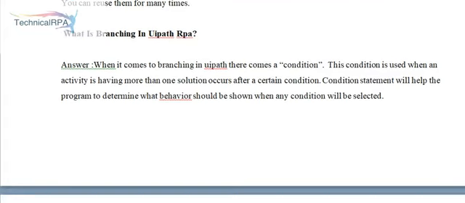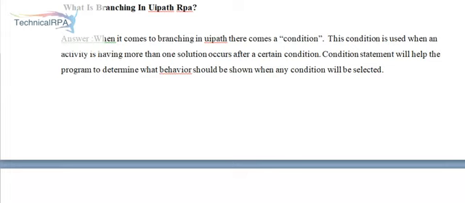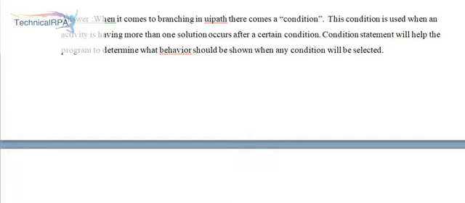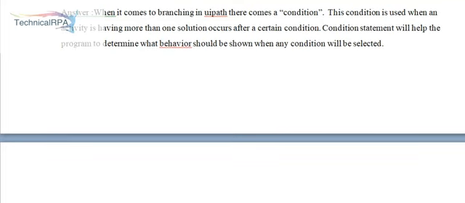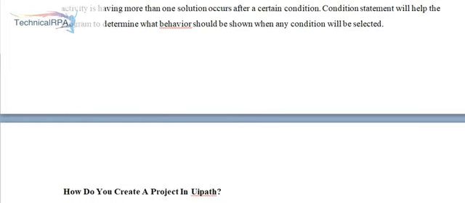What is branching in UiPath? Answer: When it comes to branching in UiPath, there comes a condition. This condition is used when an activity has more than one solution that occurs after a certain condition. A condition statement will help the program to determine what behavior should be shown when any condition is selected.